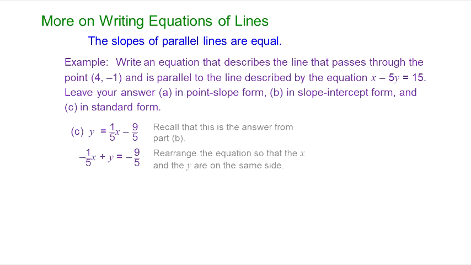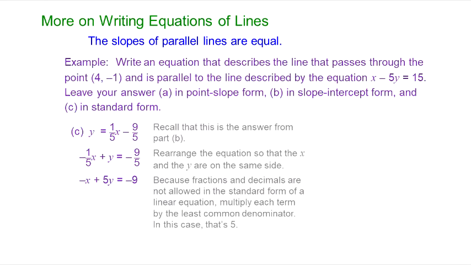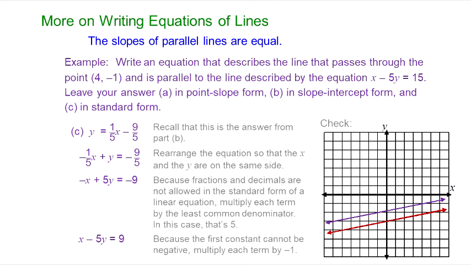To write the equation in standard form, I will rearrange the equation from part B. I will start by subtracting 1/5 x from both sides of the equation so that I have the x and the y on the same side of the equation. Next, because I cannot have fractions or decimals in my answer, I will multiply both sides by the least common denominator, which, in this case, is 5. Finally, because the number in front of the x cannot be negative, I will multiply each term by -1. And, of course, we can check our answer by graphing both equations again.